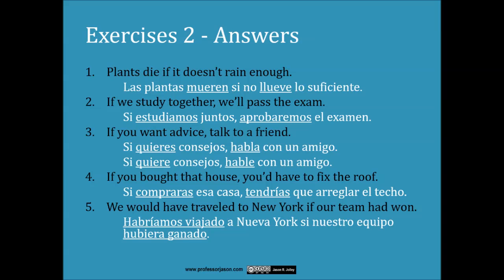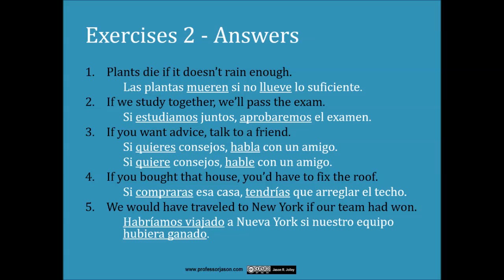Number 4, if you bought that house, in the sense of being subjunctive, hypothetical, if you were to buy that house, you would have to fix the roof. Si compraras esa casa, o si comprases esa casa, tendrías que arreglar el techo. The first if clause is hypothetical, kind of a third category scenario. We use the imperfect subjunctive and then the conditional.